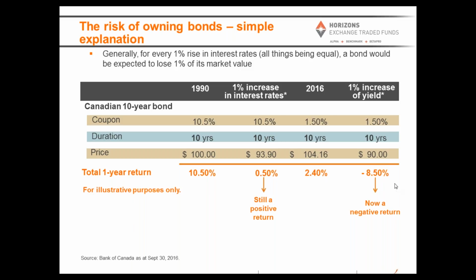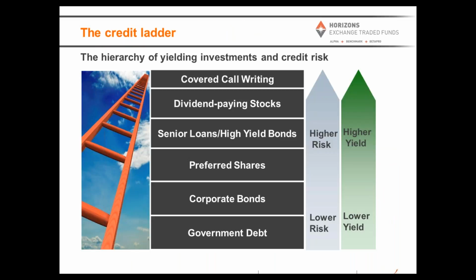The math is slightly different on this slide versus the previous example, because this is a hypothetical with round numbers versus real data on the previous slide. So where do you go for yield in every part of your portfolio? This is the credit ladder that we talk about here. The most assured people to lend money to are the government, and then corporations, and then preferred shares.